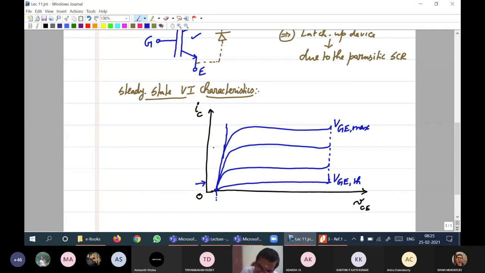So this will be VCE on, the on state voltage drop, VCE on of the IGBT. That's all. These are the VI characteristics of the IGBT.